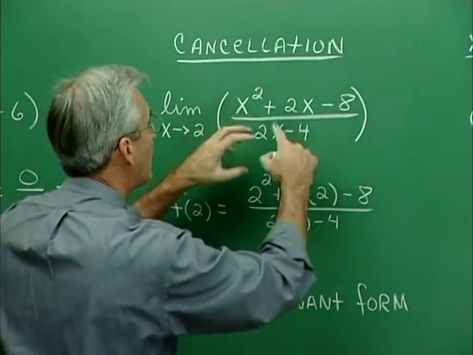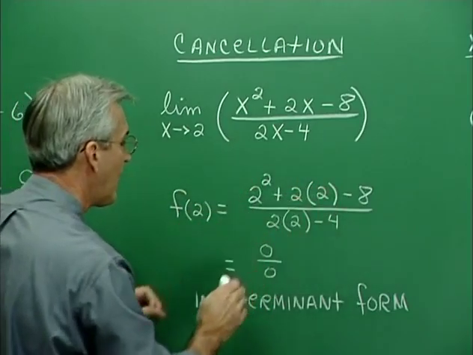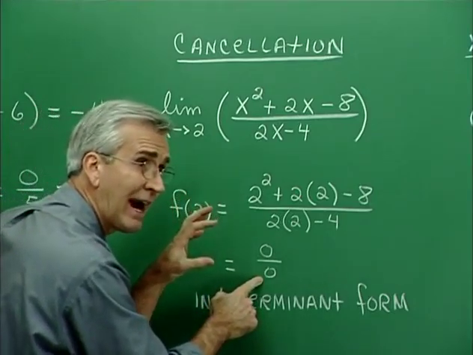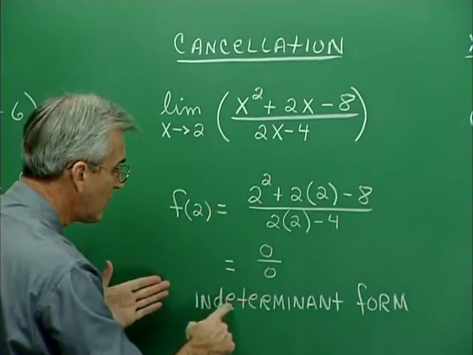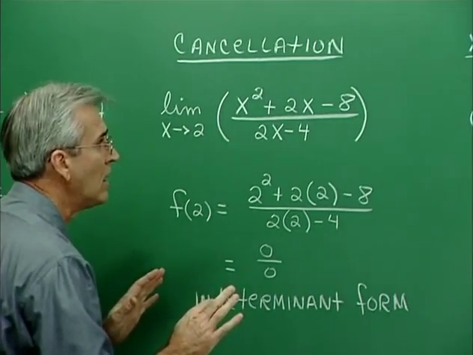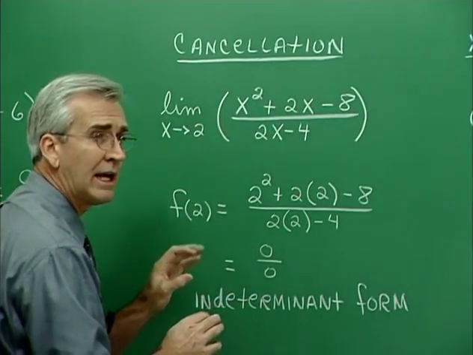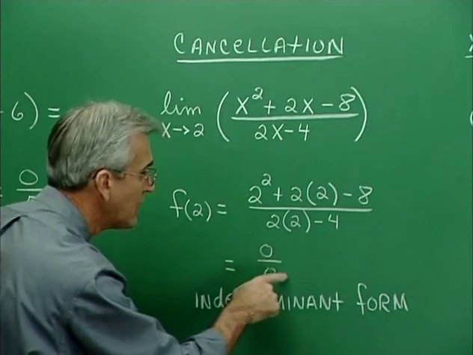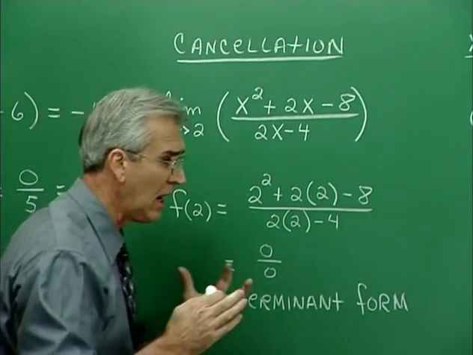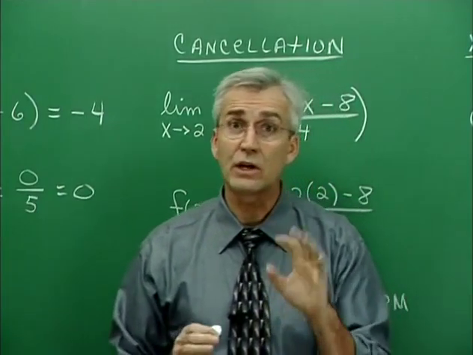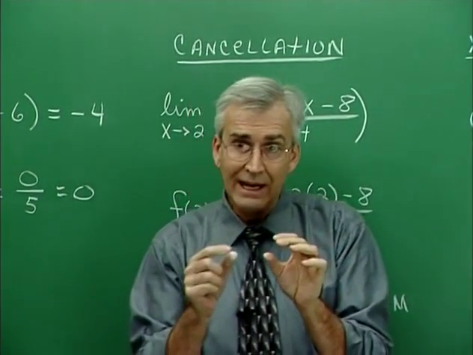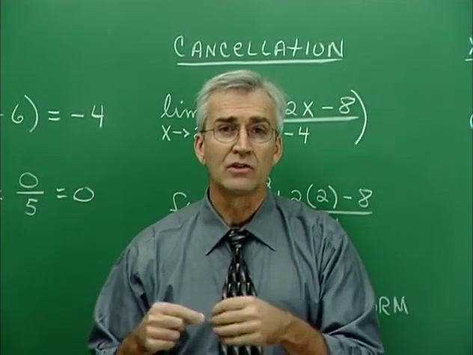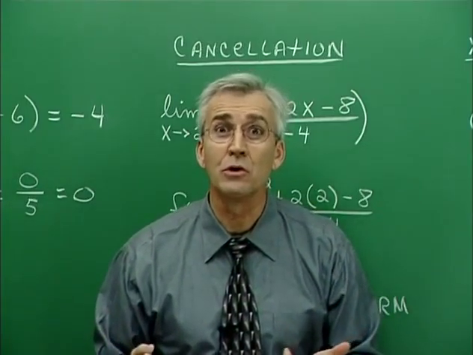f of 2 means replace all these x's with 2's, and evaluating we find 0 over 0. Now when you get this kind of fraction, 0 over 0, this is called indeterminate form, and it means that this form of the function is a form in which we can't determine the limit. And this idea of zeros in numerator and denominator goes back to our study of polynomial functions. Remember we talked about zeros of functions? A value of x which causes a numerator or denominator to become 0 can be thought of as a zero of the numerator or denominator.